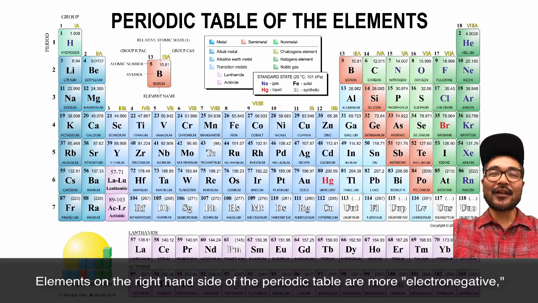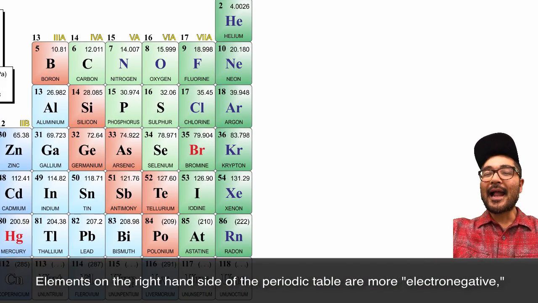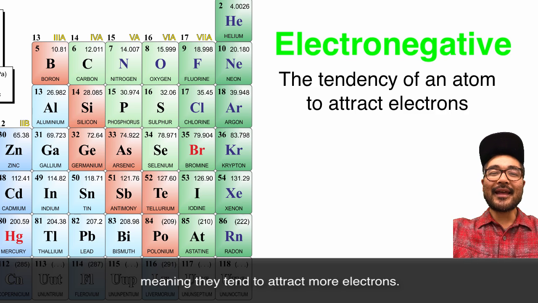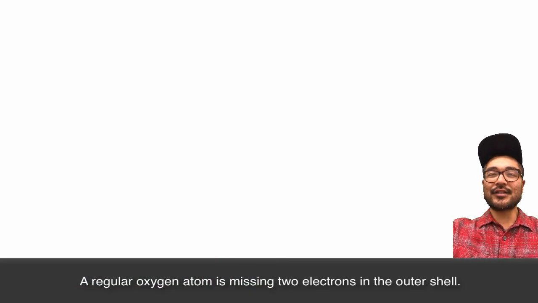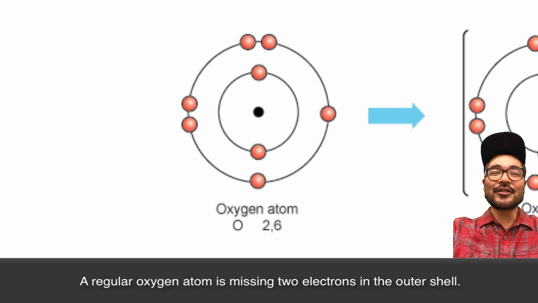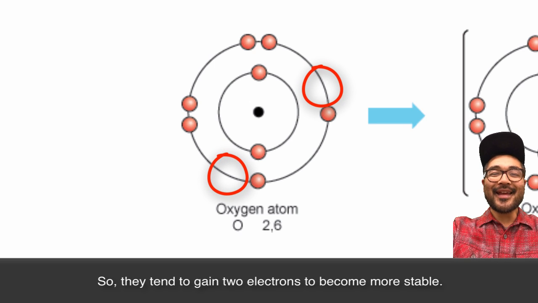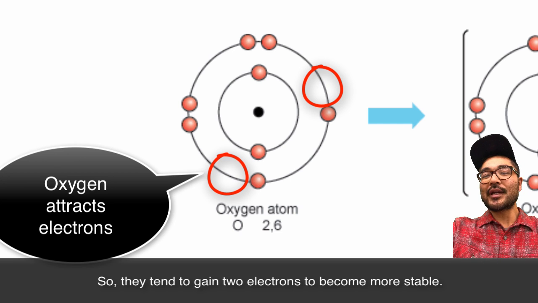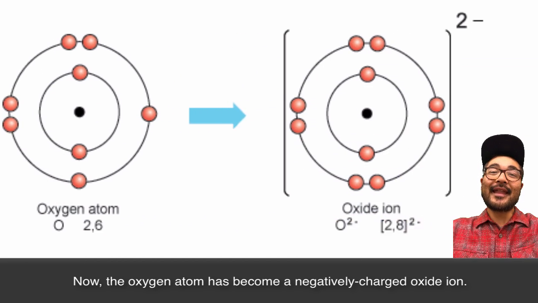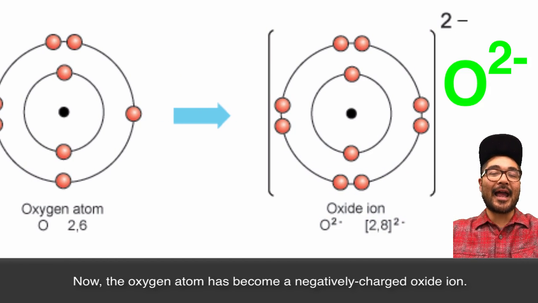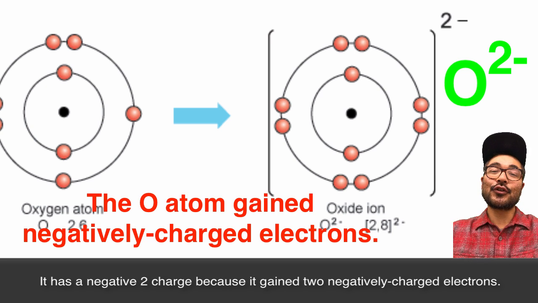Elements on the right-hand side of the periodic table are more electronegative, meaning they tend to attract more electrons. So let's take a look at oxygen as an example. A regular oxygen atom is missing 2 electrons in the outer shell. So they tend to gain 2 electrons to become more stable. Now, the oxygen atom has become a negatively charged oxide ion. It has a negative 2 charge because it gained 2 negatively charged electrons.